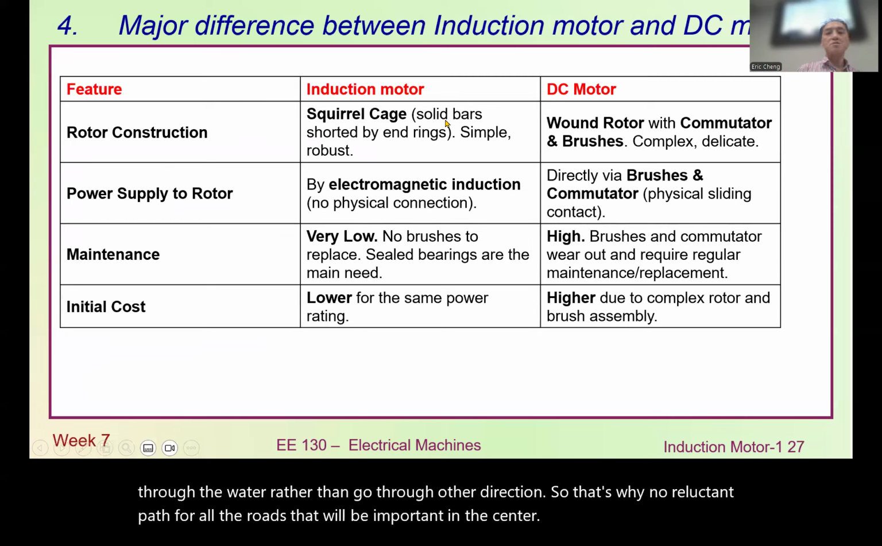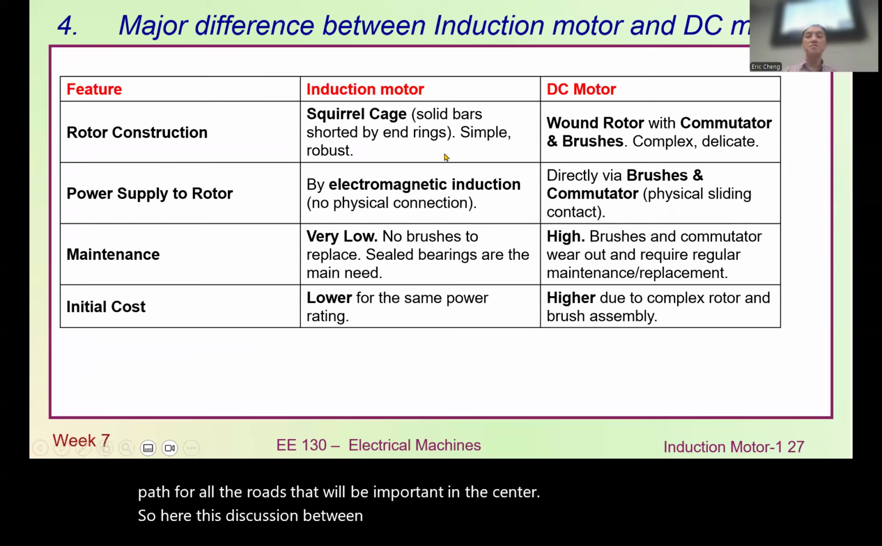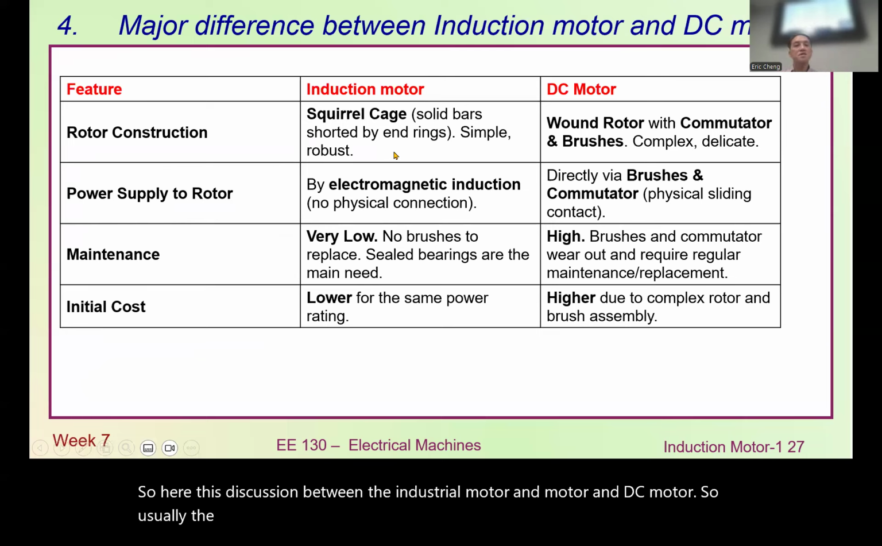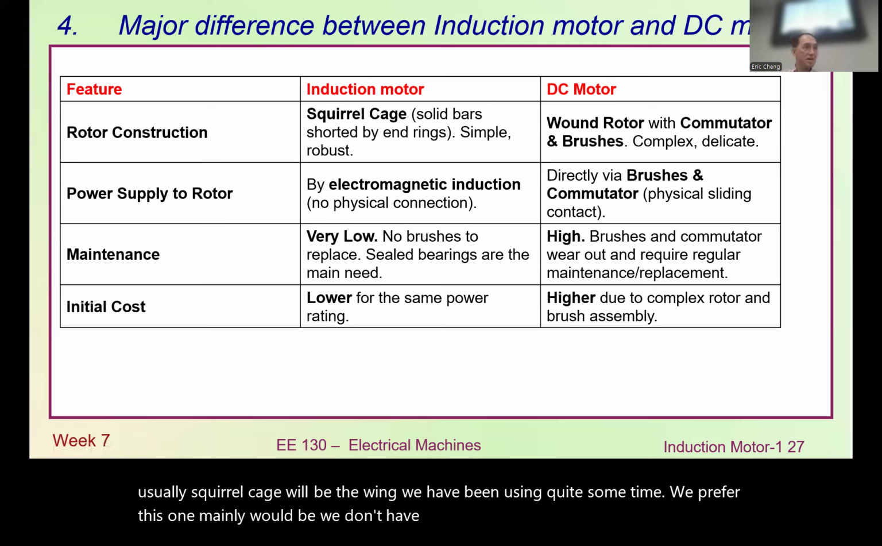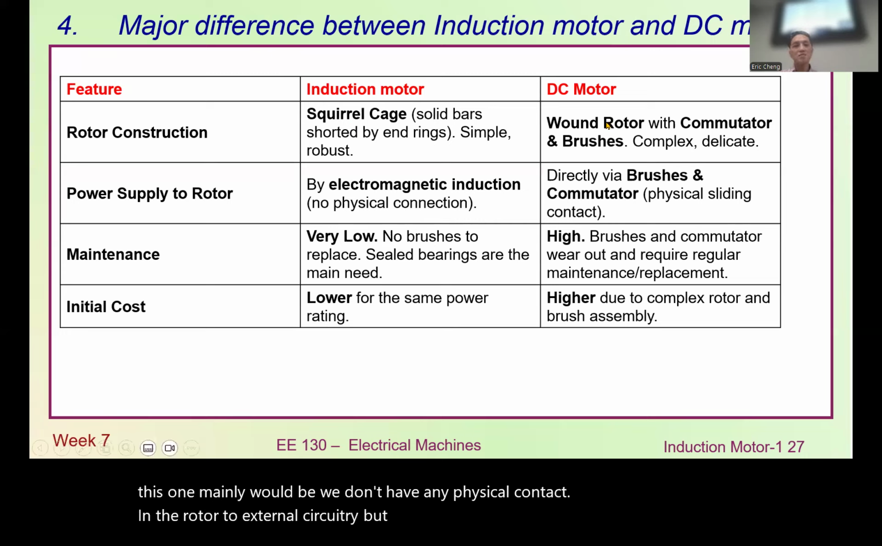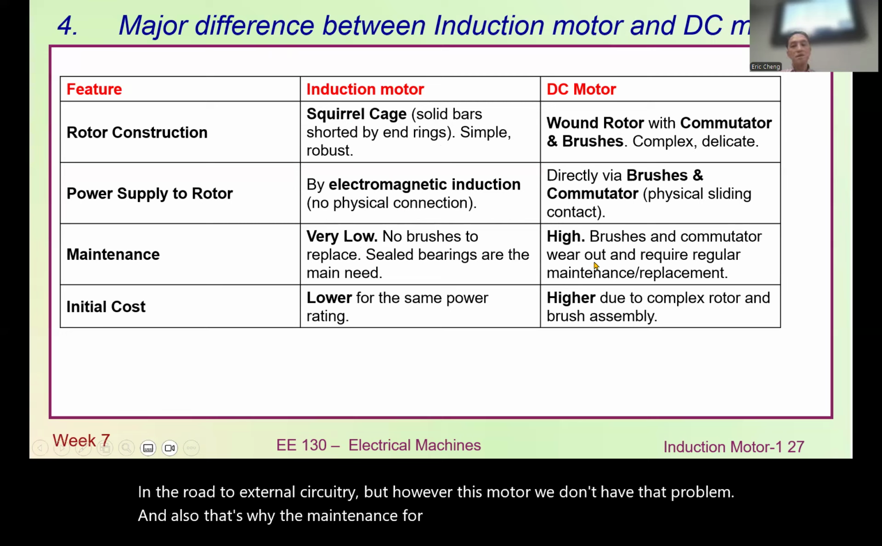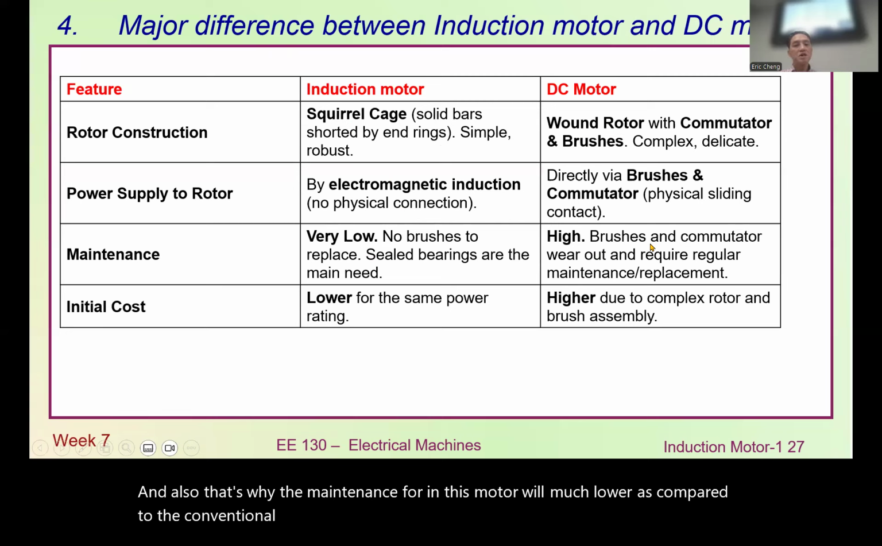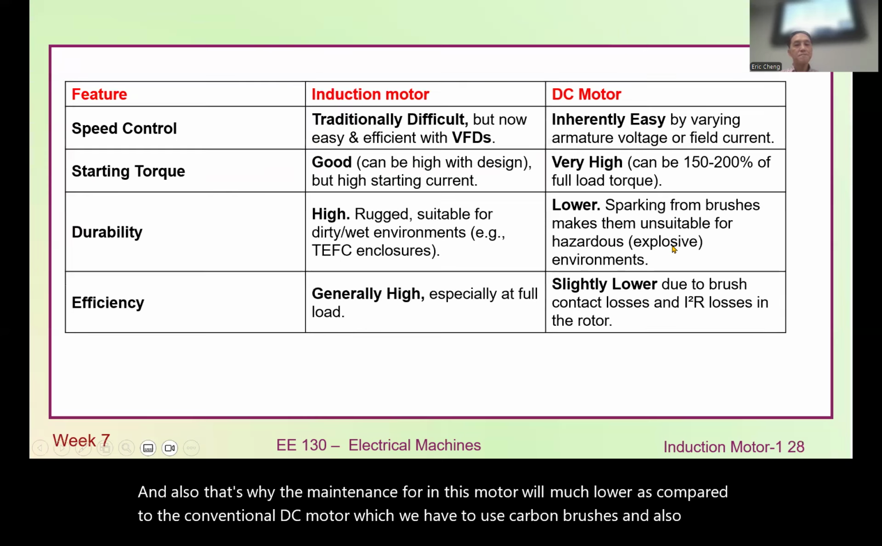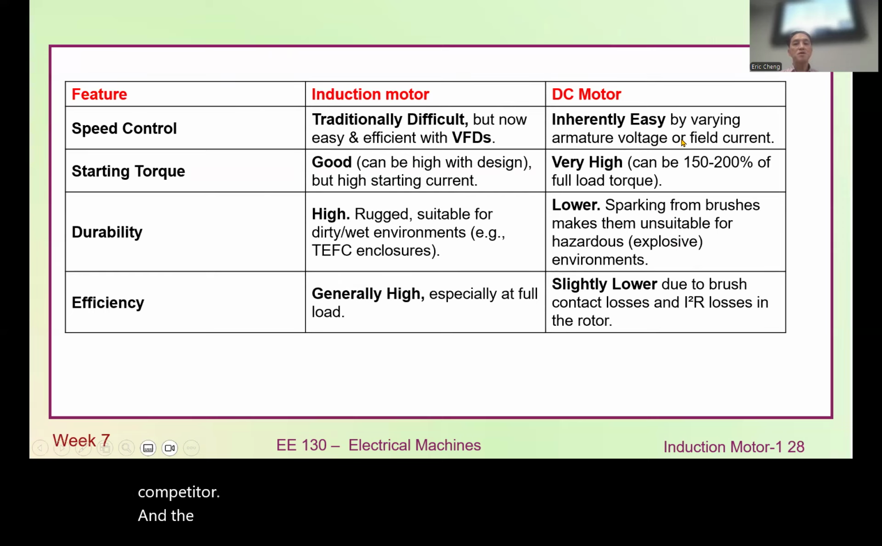So here is the discussion between the induction motor and the DC motor. Usually the squirrel cage is the rotor we have been using for quite some time. We prefer this one mainly because we don't have any physical contact between the rotor and external circuitry. However, with the DC motor, we have that problem. That's also why the maintenance for the induction motor is much lower compared to the conventional DC motor, which has to use carbon brushes and a commutator. And the speed control as well, this motor will be much better.